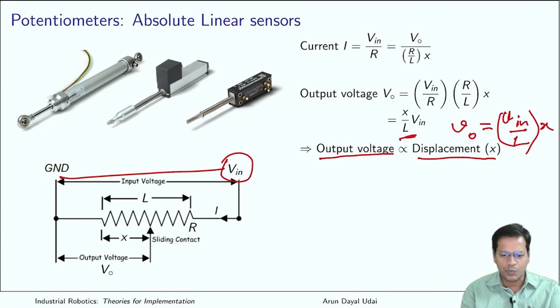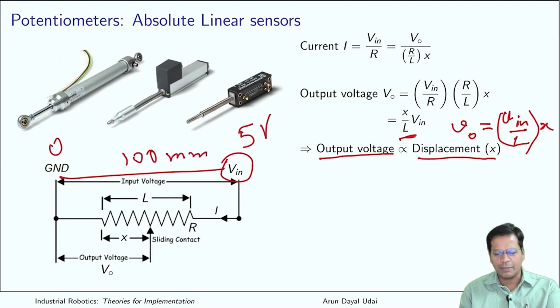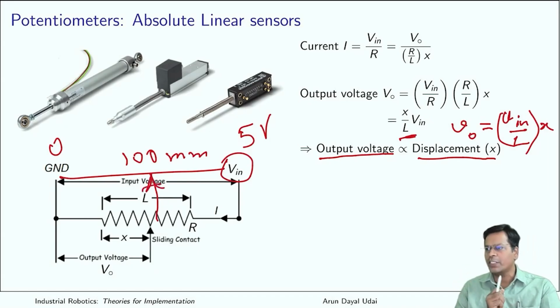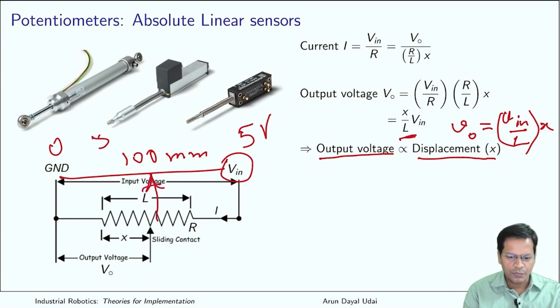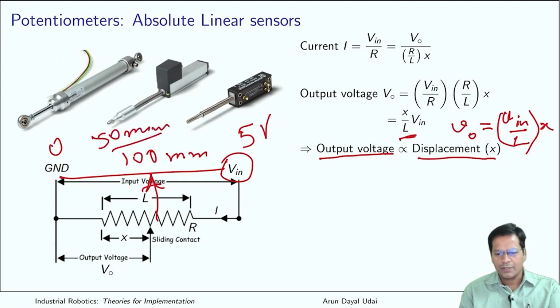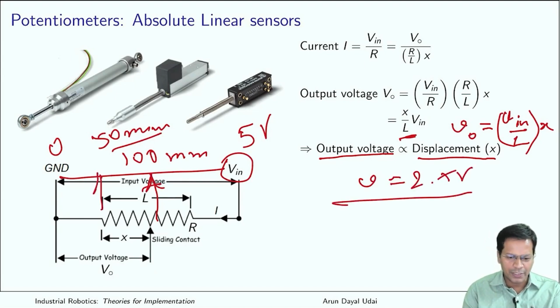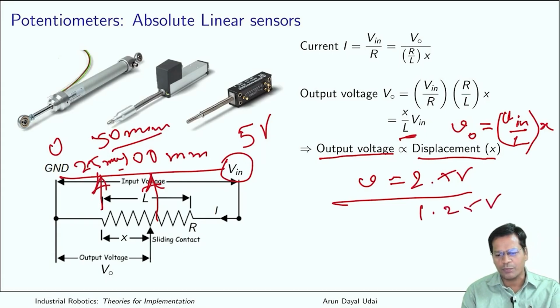Let us say I have a maximum voltage of 5 from here to here, and total displacement is around 100 mm of this strip. If I am tapping from somewhere in between, say at 50 mm, the voltage output will be 2.5 volts, got it? If I go further to 25 mm, my voltage output becomes 1.25 volts. So that is the way. Voltage is linearly proportional to the displacement.